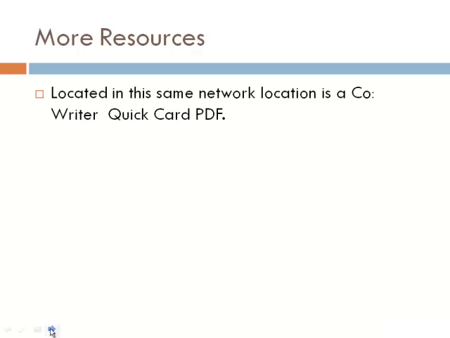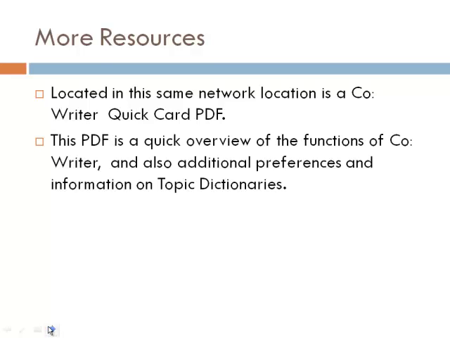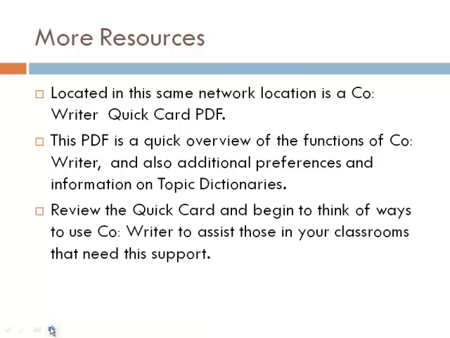Located in the same network location that we're working on right now is a CoWriter Quick Card PDF. This PDF will give a quick overview of the functions of CoWriter and also additional preferences and information on topic dictionaries, which may be helpful on research projects. Review the quick card and begin to think of ways to use CoWriter to assist those in your classroom that need this support.